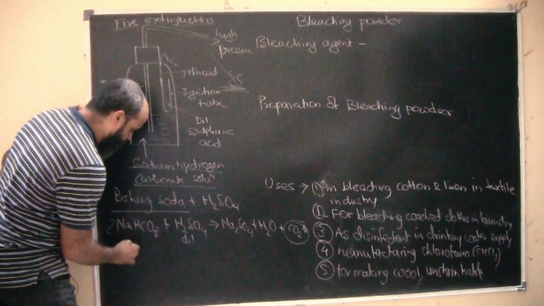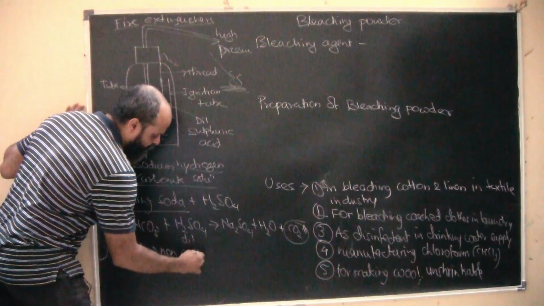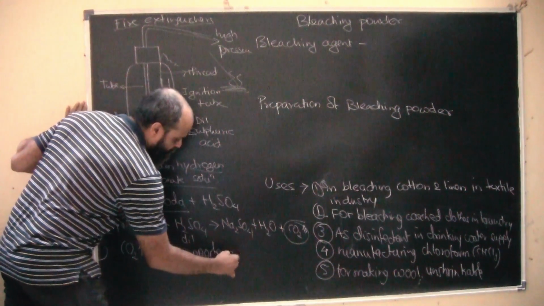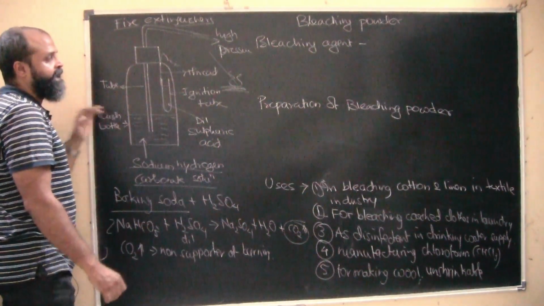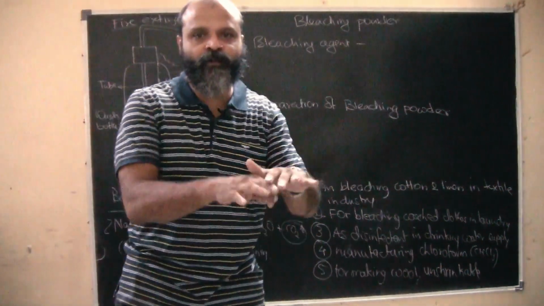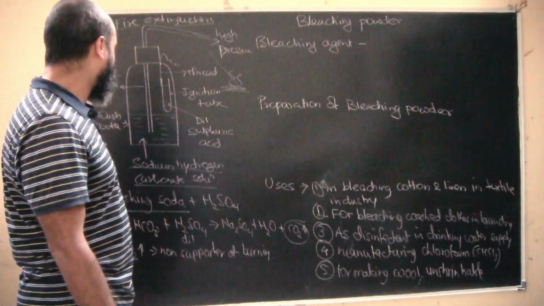And carbon dioxide, we all know, is a non-supporter of burning. So carbon dioxide is a non-supporter of burning, and hence it gets sprayed over the burning substance and the burning substance extinguishes.